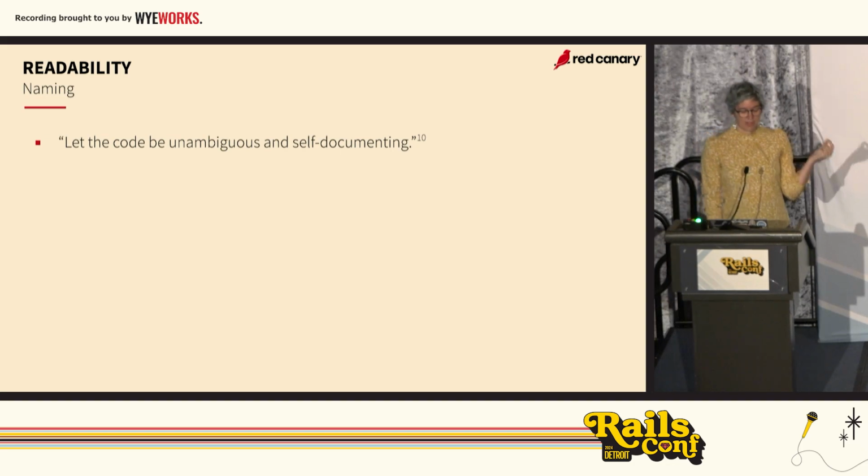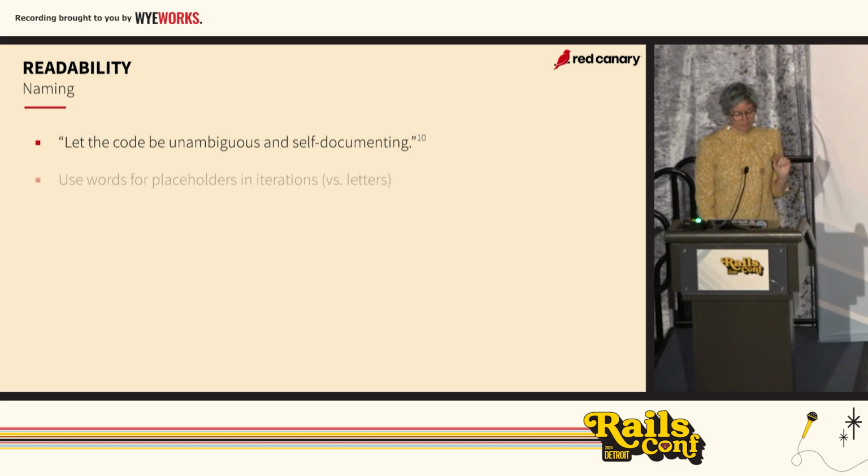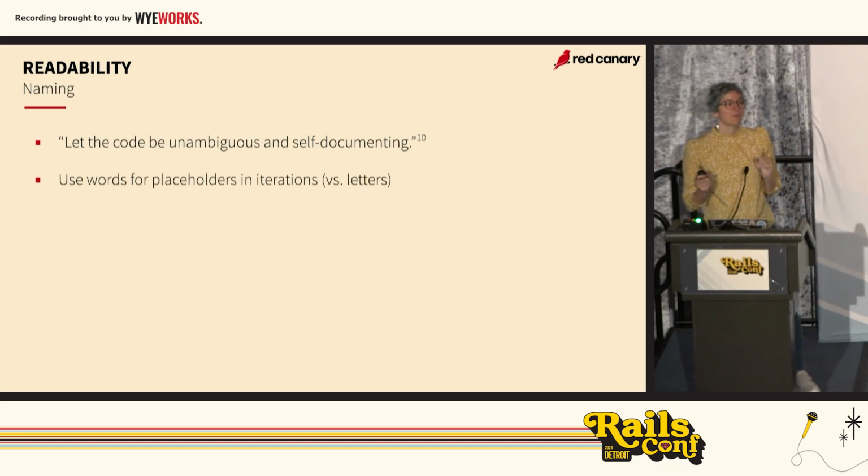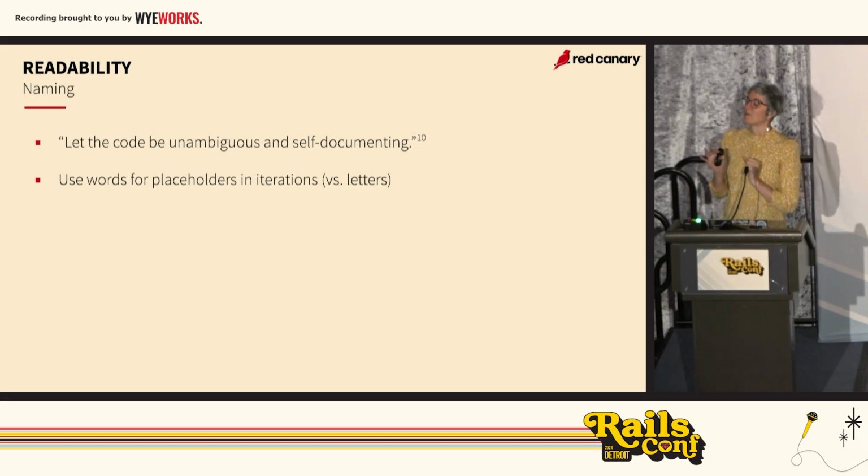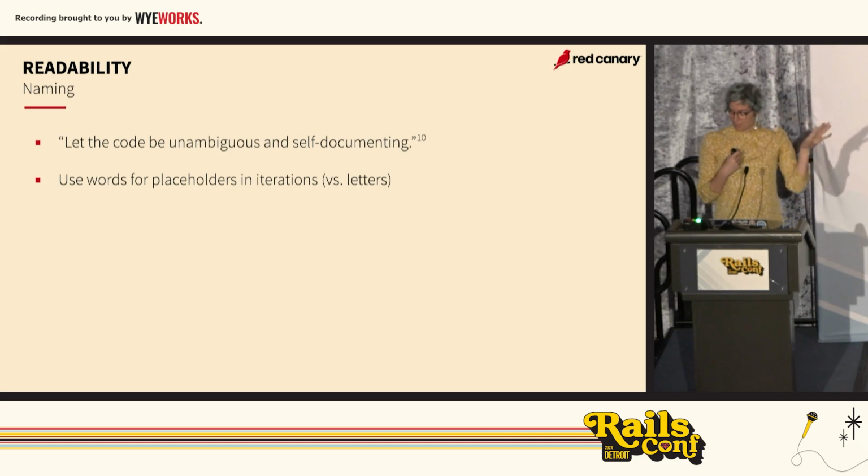Really like this, let the code be unambiguous and self-documenting. We're going to talk a little bit about documentation coming up as well. Using words for placeholders or iterations instead of letters. This is like my personal pet peeve in programming, and some of my PRs are literally just going through other people's loops and swapping out their placeholder for something that's more recognizable.